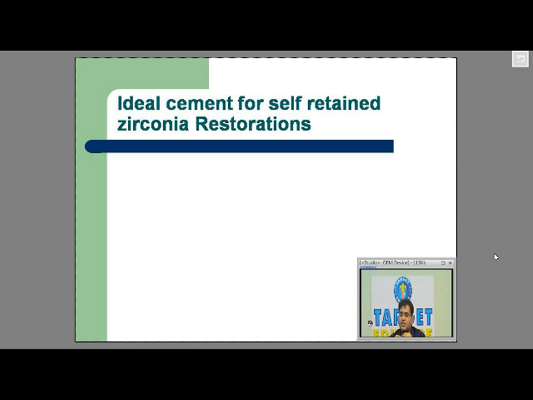Since the question mentions self-retained, according to me the answer should be a glass ionomer cement. So the ideal cement for self-retained zirconia restorations would be a glass ionomer cement, since the resin cement does not have any added advantage, and the question mentions self-retained, so we don't need excessive retention. That is why the correct answer would be a glass ionomer cement.